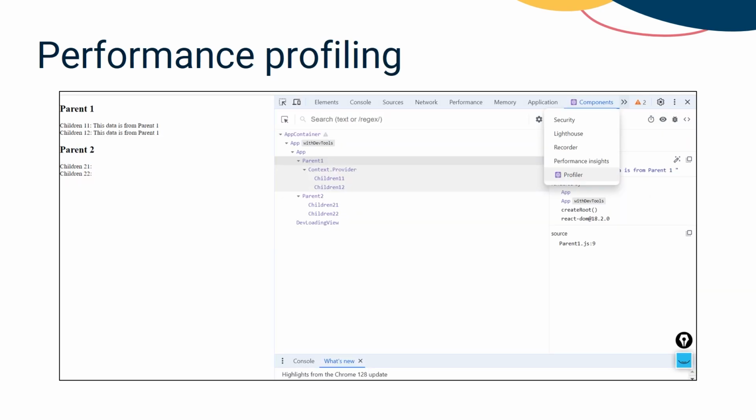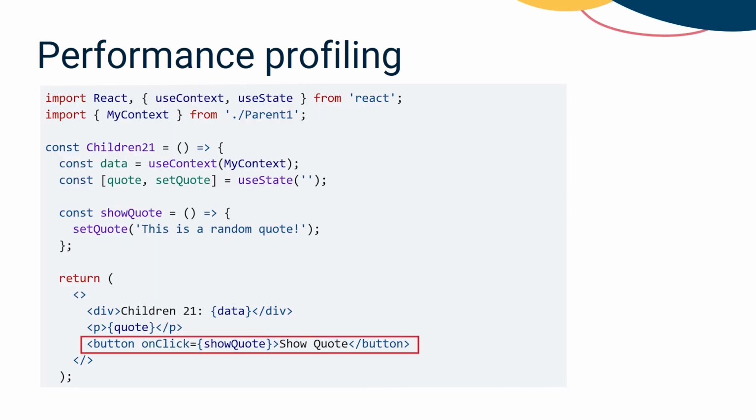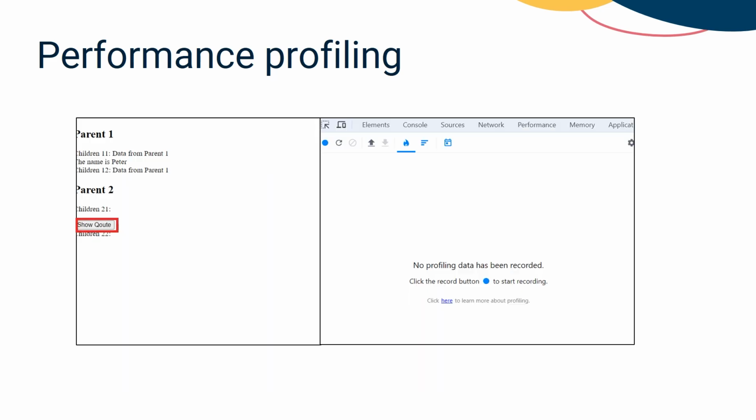Next, let's explore how to view the performance profiling. Click the arrow to switch to the Profiler tab in the DevTools. Select Profiler from the drop-down menu. If you included a button in the Children 21 component, you can display a quote when clicking it. Now, click Show Quote to view the time taken by this component.